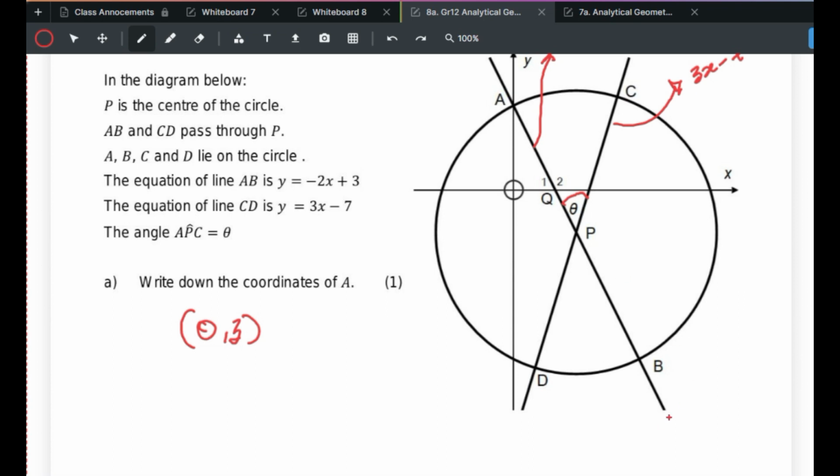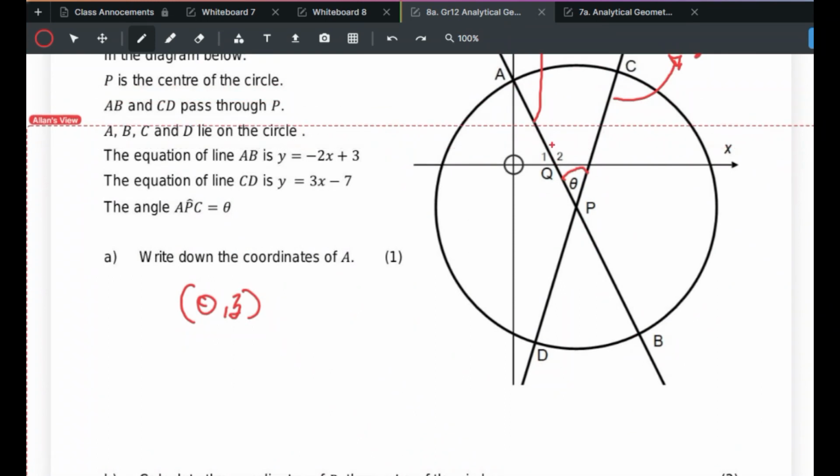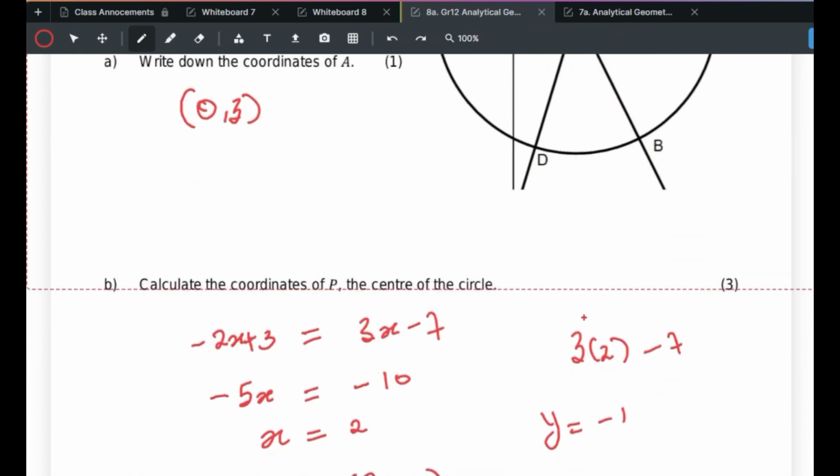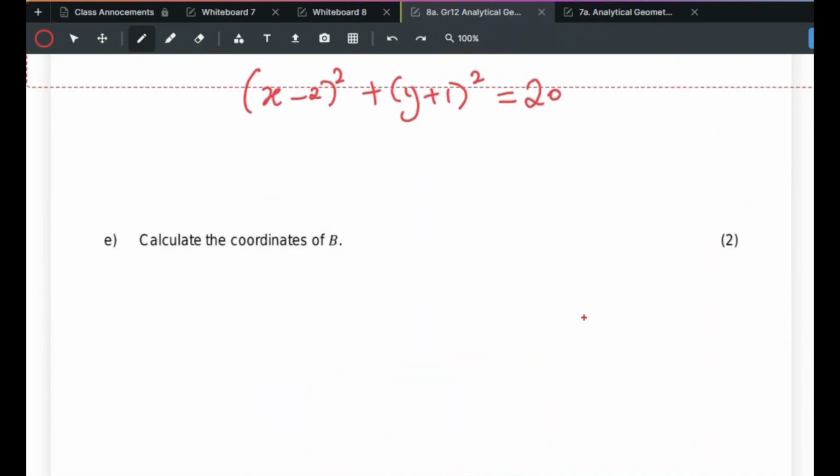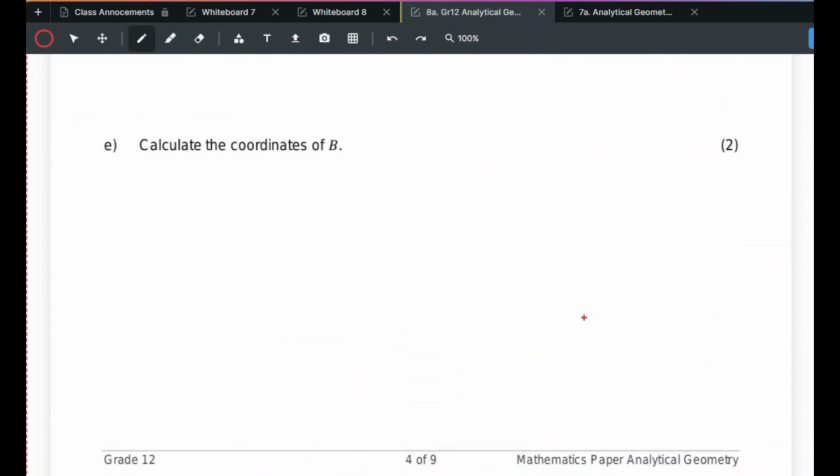But the midpoint would work, right? Since P is the center of the circle, I just need to use the midpoint formula. So using the midpoint formula real quick, it's going to be, let's see.